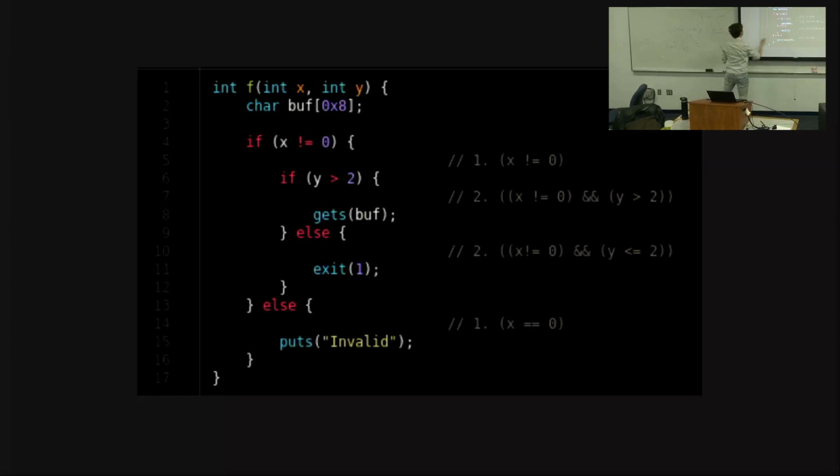Same for the exit. In this case, our state would be x is still not equal to 0, because that was required to get there. And then y now needs to be smaller or equal to 2.